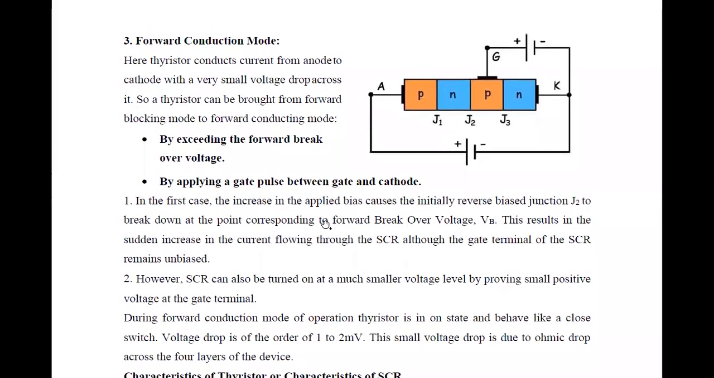In the first case, the applied bias voltage is increased more than the forward breakover voltage. As we know, junctions J1 and J3 are already forward biased in forward connection mode, and only junction J2 is in reverse bias. So if the voltage is increased beyond the breakover voltage, a breakdown occurs at junction J2. This results in a sudden increase in the current flow from anode to cathode.